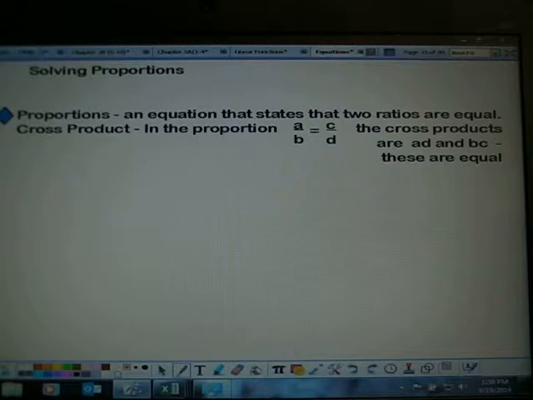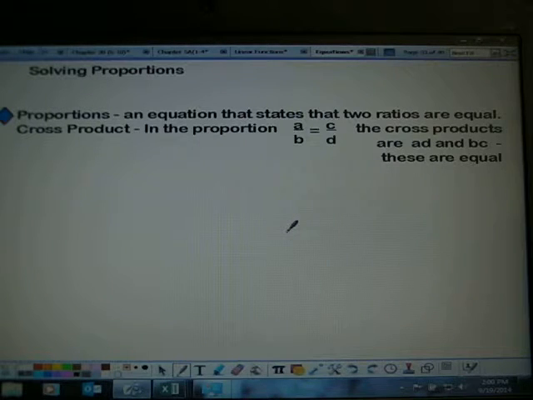Today's lesson is on solving proportions, and a proportion is an equation that states two ratios are equal. A ratio is a fraction here. So this is a ratio, and a proportion is when you have two ratios with an equal sign in the middle. So ratio, ratio, proportion.